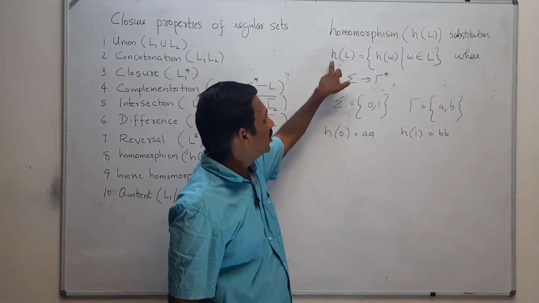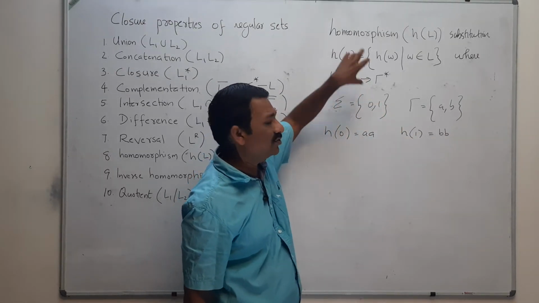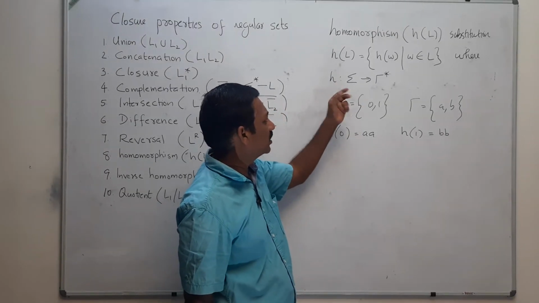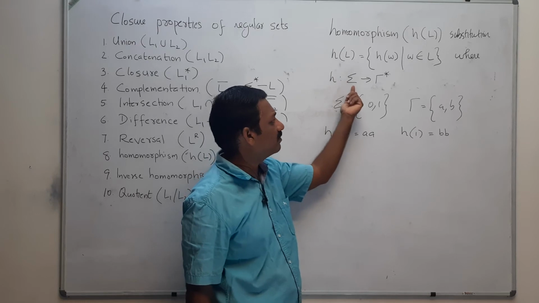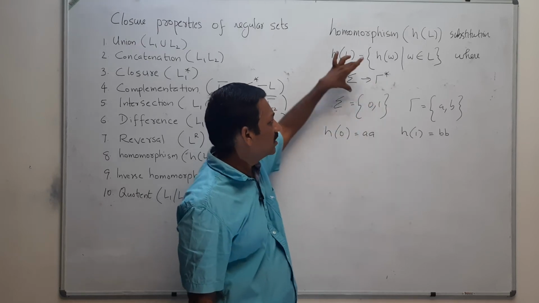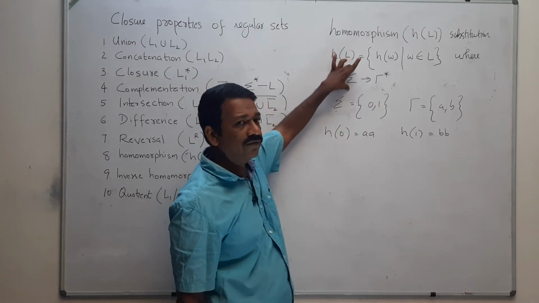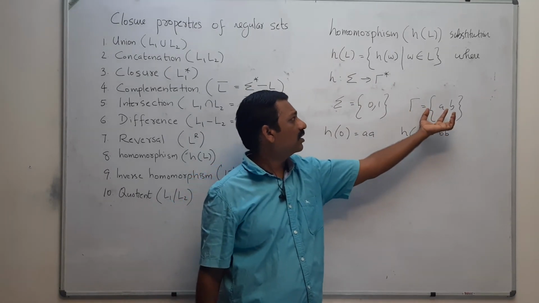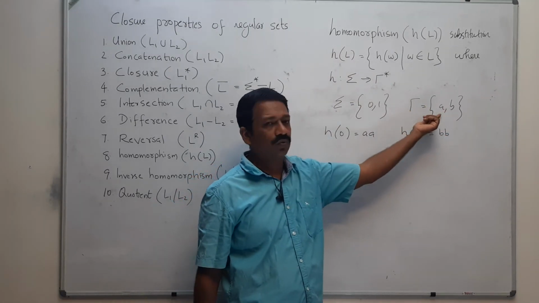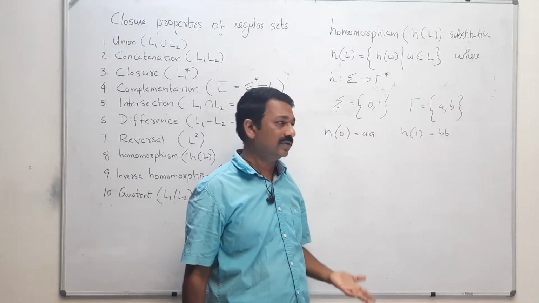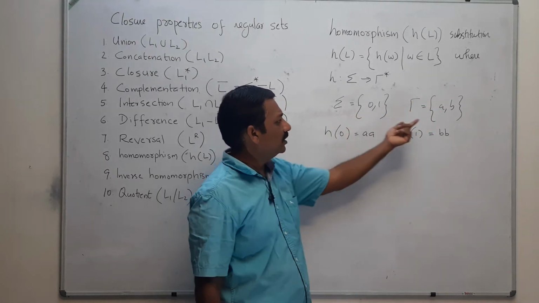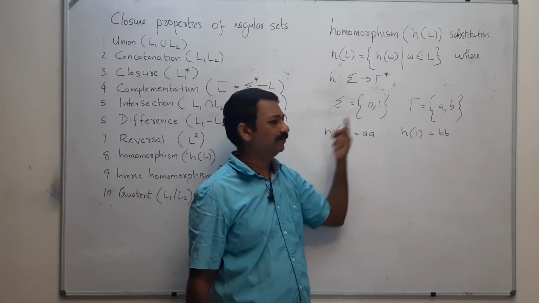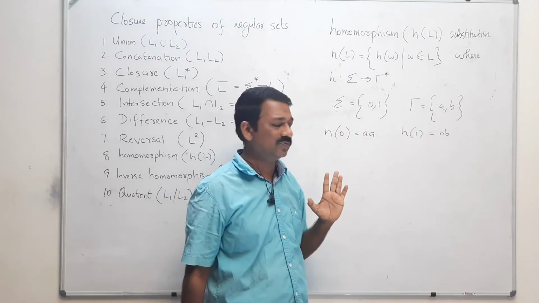That means H of L means that in this language you are going to have a substitution. That mapping, H, is a mapping from sigma to tau star, which means for every symbol of this sigma you are going to have a string from tau, which is another alphabet. That means you are going to substitute AA for 0 and BB for 1. That is the meaning. That is substitution.